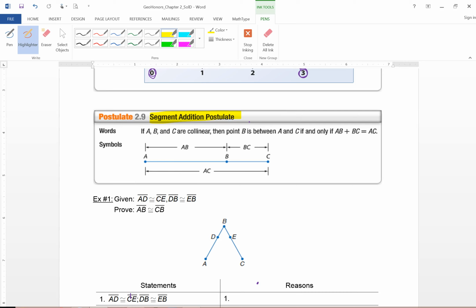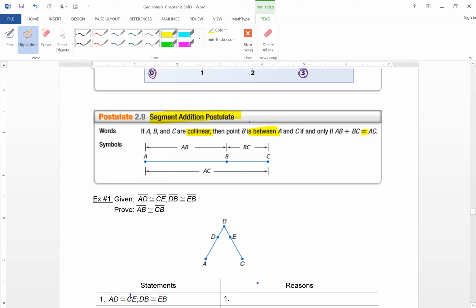Okay, so the segment addition postulate says if A, B, and C are collinear, so it doesn't work if they're not collinear, and B is between A and C, all right, so you see how it's in if-then form? The hypothesis first has to be met. So A, B, and C must be collinear with B in between them. Then, okay, AB plus BC is equal to AC.